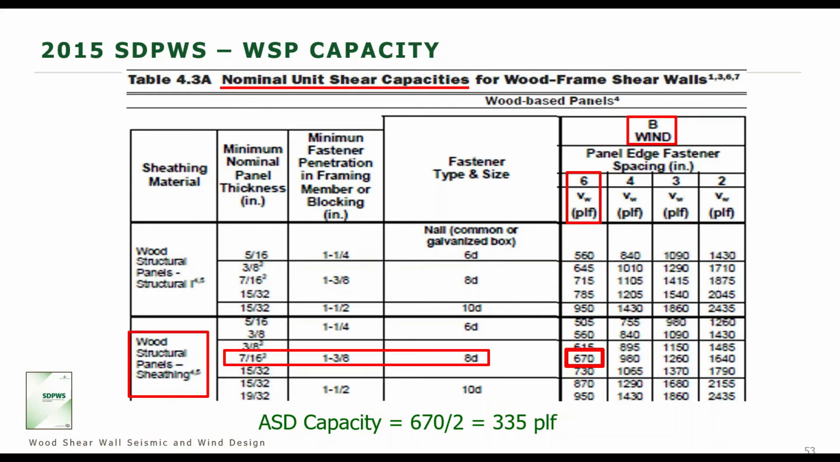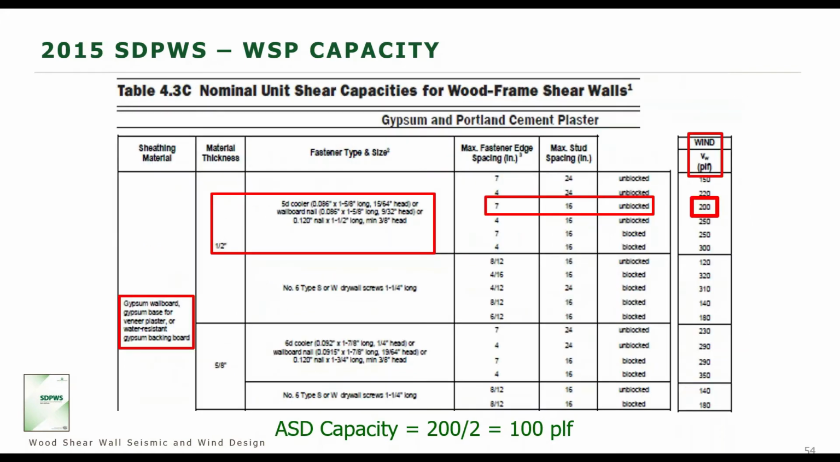But so anything for an ASD design that's in these tables, in table 4.3A, and also we're going to look at table 4.3C. For our gypsum wallboard capacity, we divide that by 2, and we get our ASD capacity, which is 100 pounds per lineal foot for the gypsum wallboard. So the capacities in the wood frame construction manual were 336 and 100, and in SPDWS they're 335 and 100. So there's a slight rounding difference, but they're essentially the same capacity.